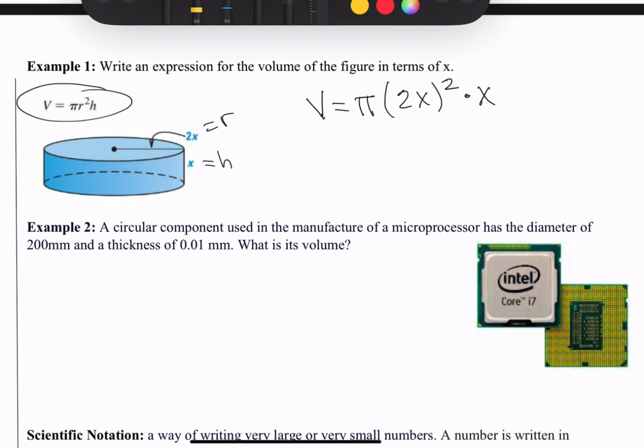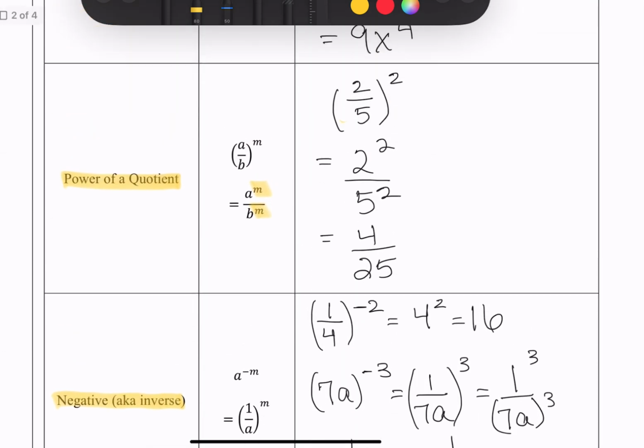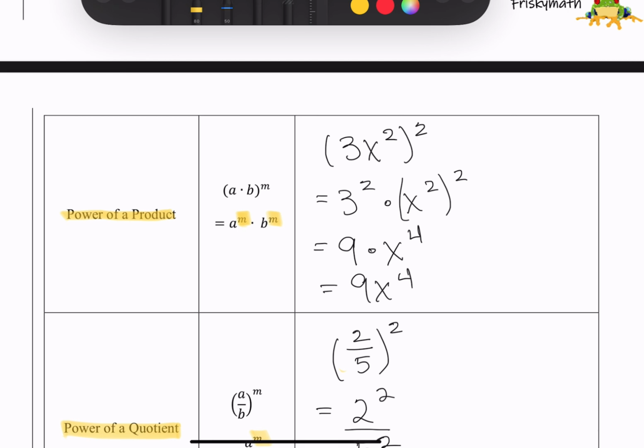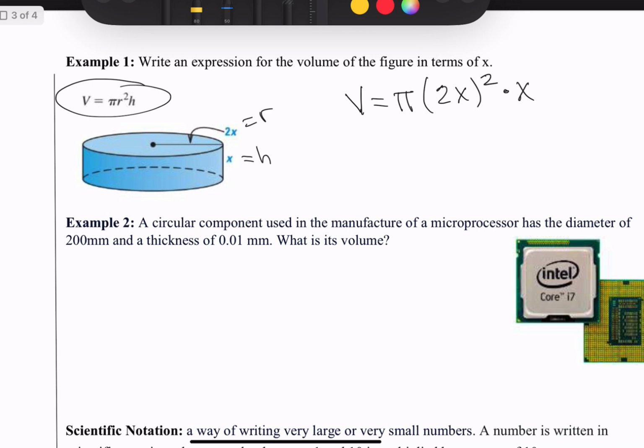So again, like I said, we have that 2x is really a product of two factors, 2 times x, and they're both being raised to the second power. So we're going to need to use the power of a product property. And power of a product here says that if you have two factors being multiplied together and then raised to a power, each factor gets that exponent. So the 2 will be squared, and so will the x.